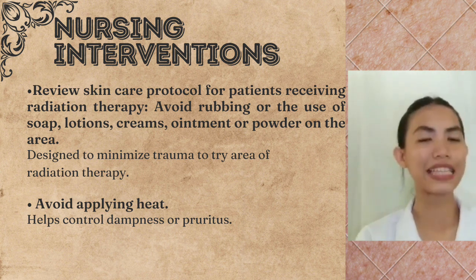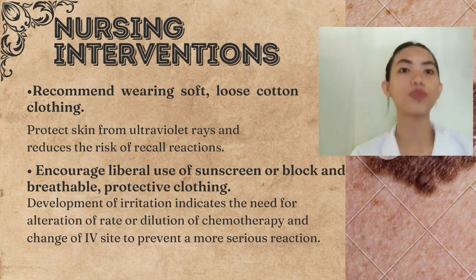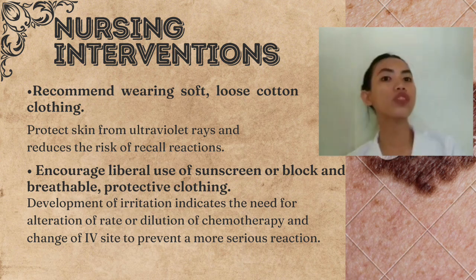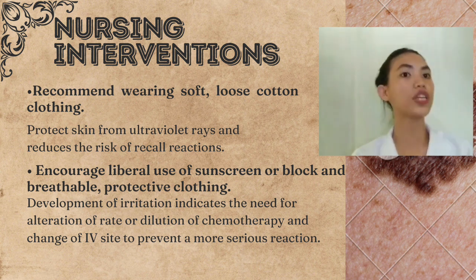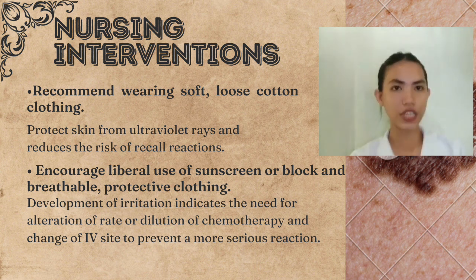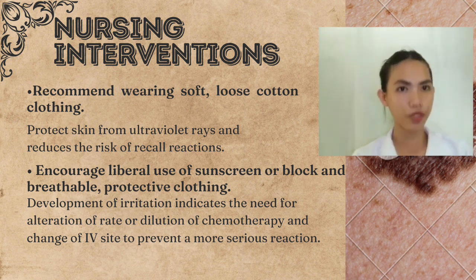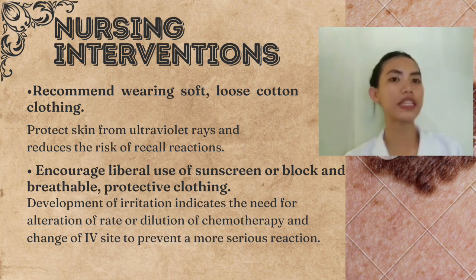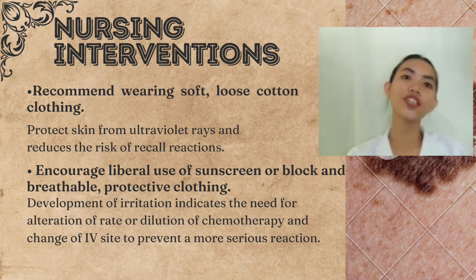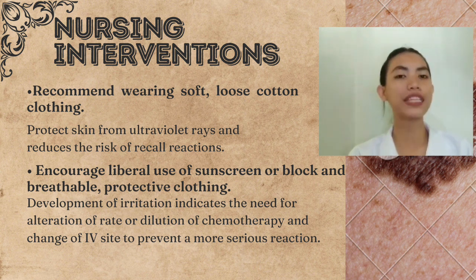Next is to avoid applying heat. It helps control dampness or pruritus. Next is to recommend wearing soft, loose cotton clothing. It protects skin from ultraviolet rays and reduces the risk for recall reactions. Last is to encourage liberal use of sunscreen or black and breathable protective clothing. Development of irritation indicates the need for alteration of rate or dilution of chemotherapy and change of IV site to prevent a more serious reaction. Those are the nursing interventions of malignant melanoma.